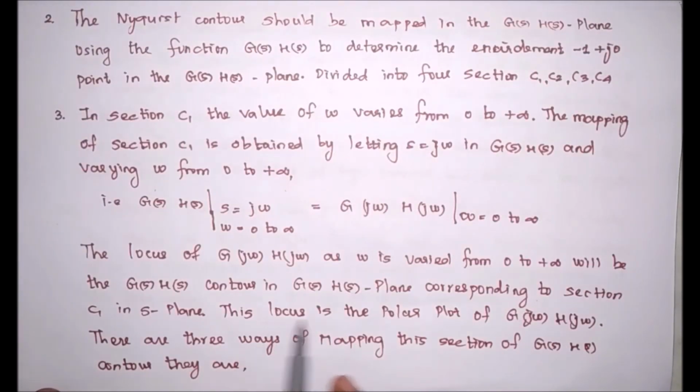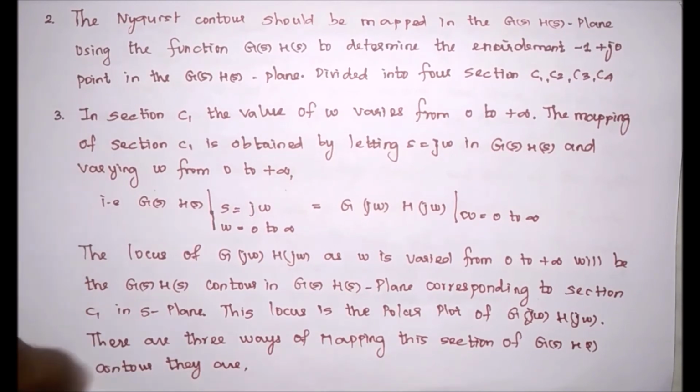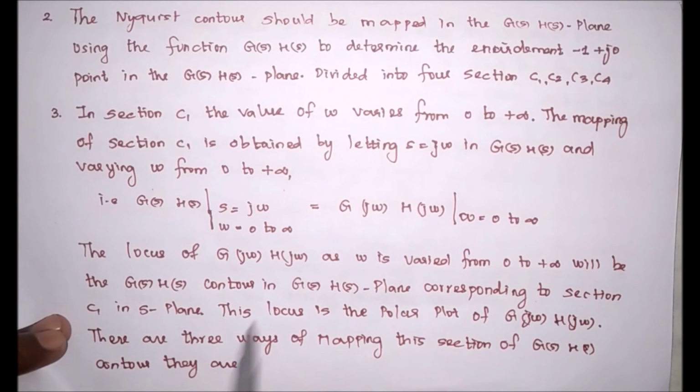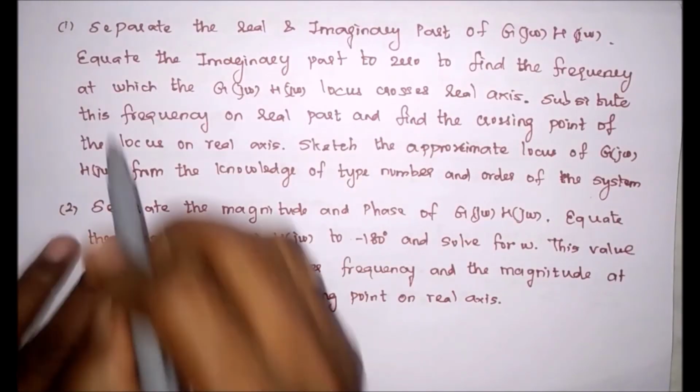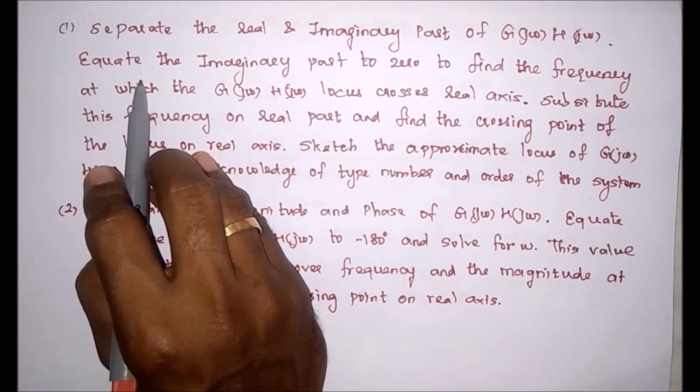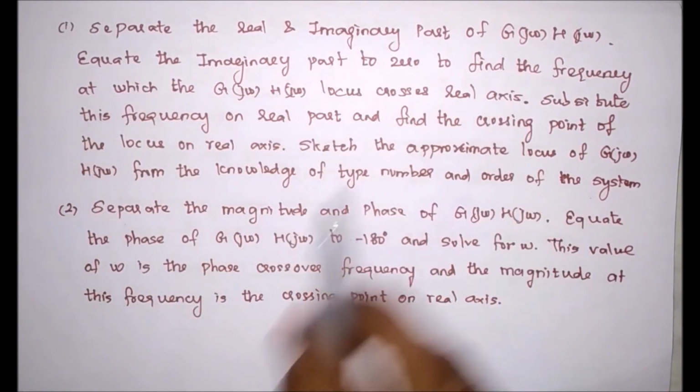So the locus is the polar plot of G(jω)H(jω). There are three ways of mapping the section of G(s)H(s) contour. Actually, to convert the s-plane into the G(s)H(s) plane, there are three ways. So the first way is from the given G(s)H(s) equation, we have to separate the real and imaginary parts.